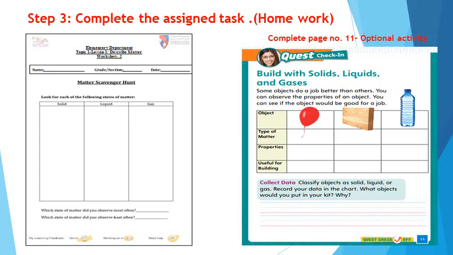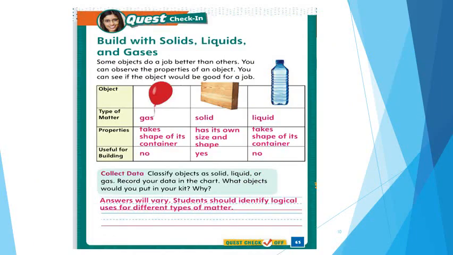And the next one is an optional activity. So you have 3 objects and you need to think which one you can build with. So you're going to write down the type of matter for each one, the properties, and is it useful for building or no. You can go back to the slides to find the answers to all of these questions. If you did the optional worksheet, you can check your answers.